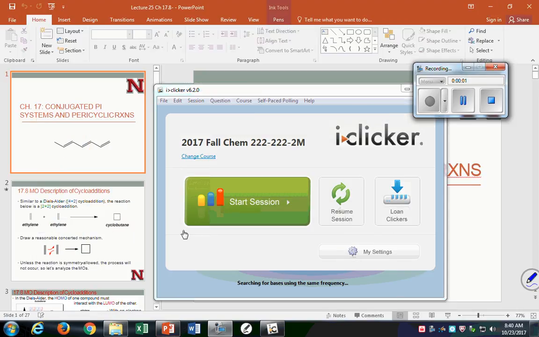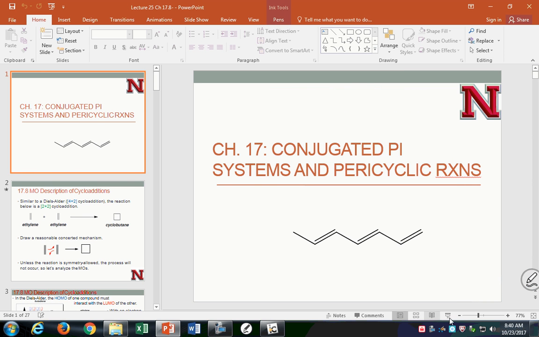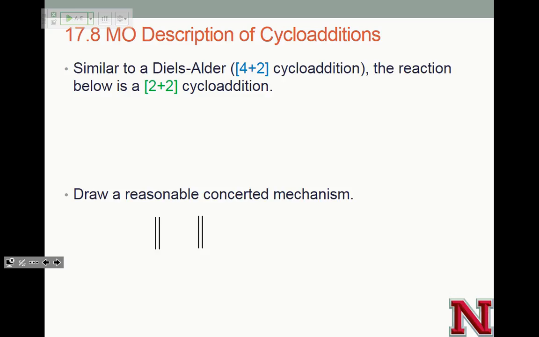So we talked about the Diels-Alder reaction, and that's a 4+2 cycloaddition. There's one more cycloaddition we're going to talk about. Now there are more, but these are the two most common, the 4+2 and the 2+2. So again, all of these reactions, the mechanism is very straightforward.